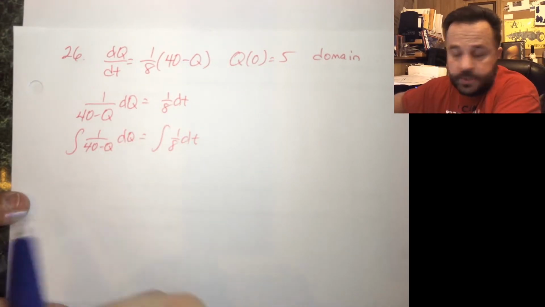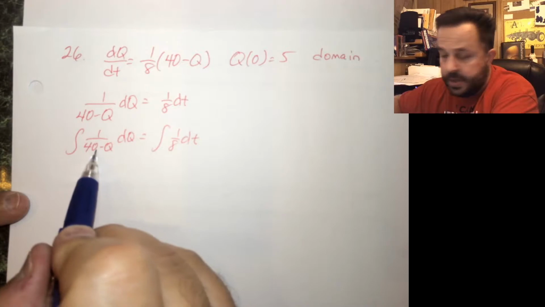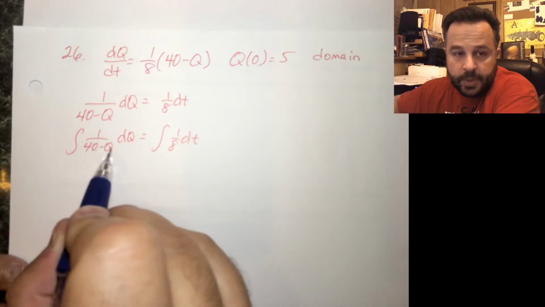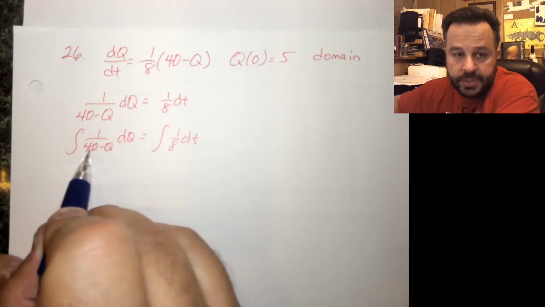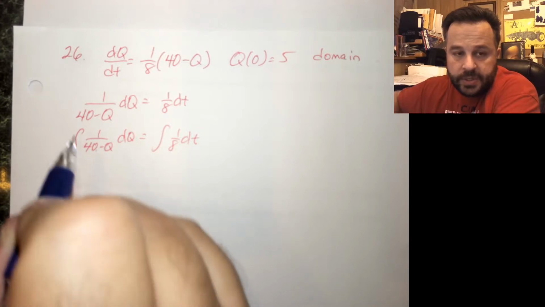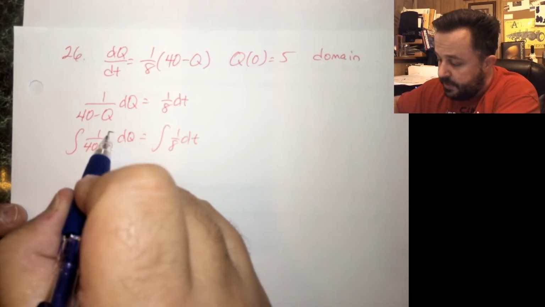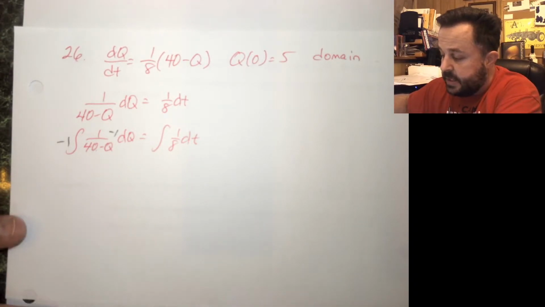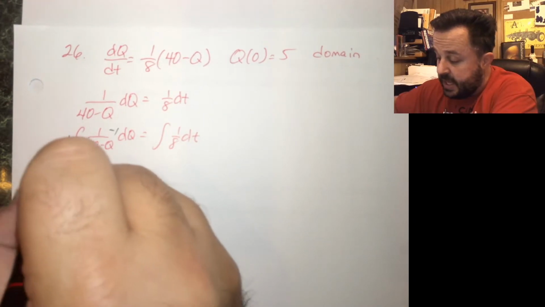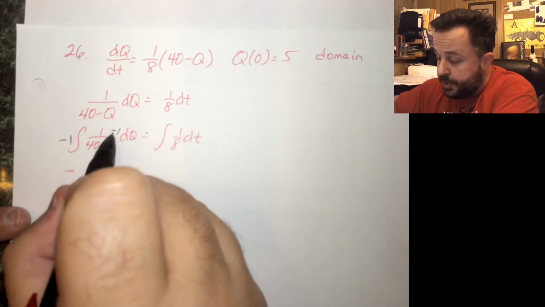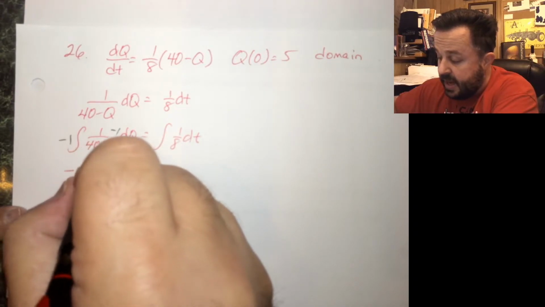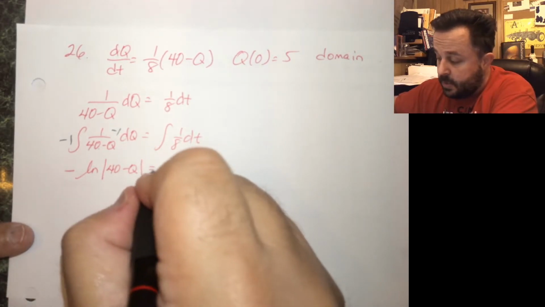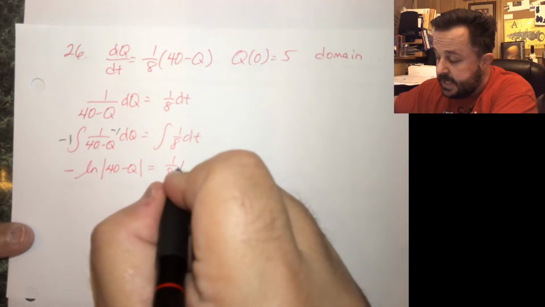Now we do have an issue here because we have a composition with the quantity 40 minus q and the reciprocal function. So if u is going to be this 40 minus q, the derivative of u, or du, would be -1. So I do need to bring in a -1 here before my dq, balancing it with a -1 on the outside. So now we can integrate and say that it's going to be -1 over u du, which integrates to the ln of the absolute value of u, so 40 minus q, equals 1/8 t plus c.